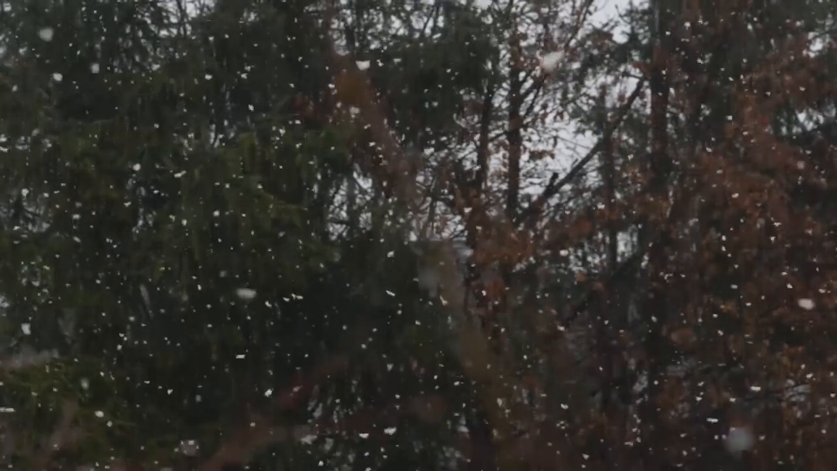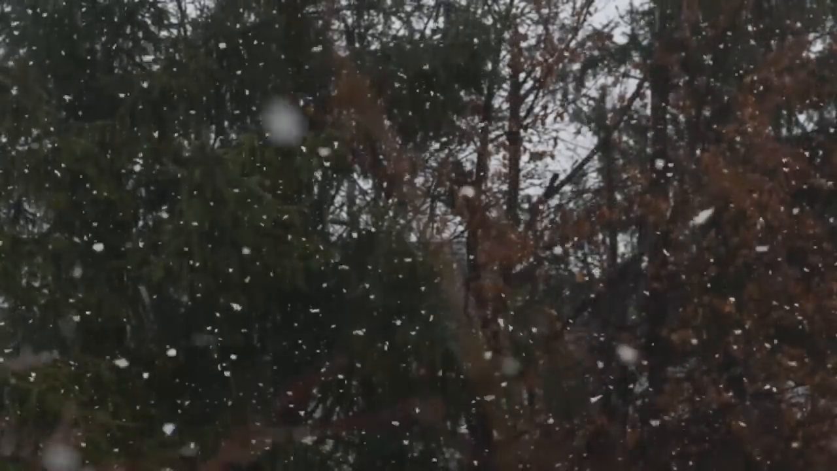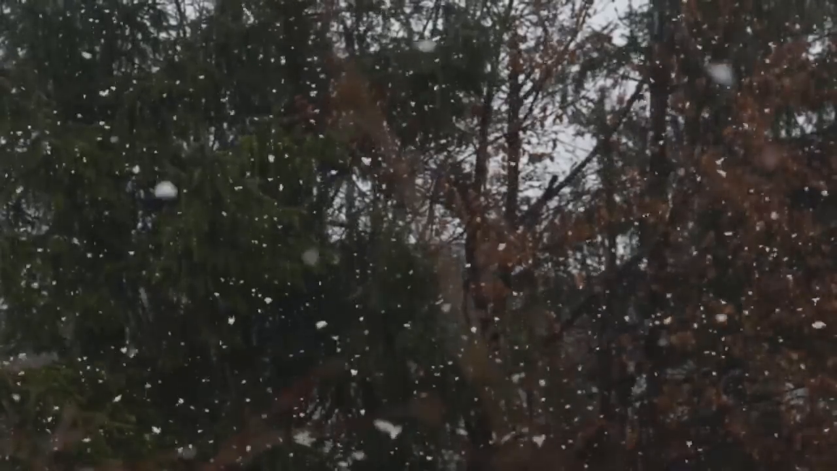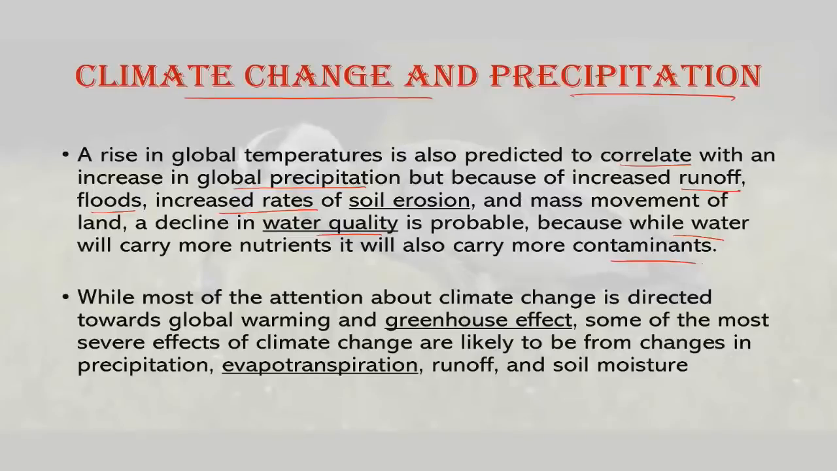So the changes in precipitation affect the timing and magnitude of floods and droughts, shift runoff processes, and alter groundwater recharge rates. Here, the vegetation patterns and growth rates will be directly affected by shifts in precipitation amount and distribution, which will in turn affect agriculture as well as the natural ecosystem.